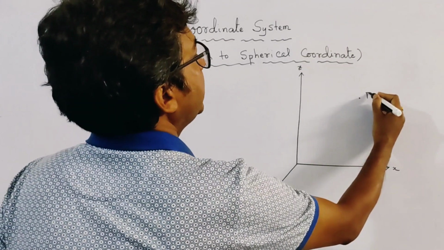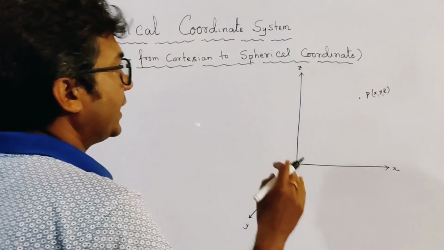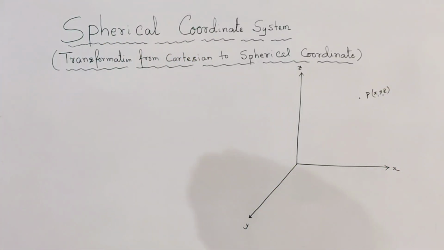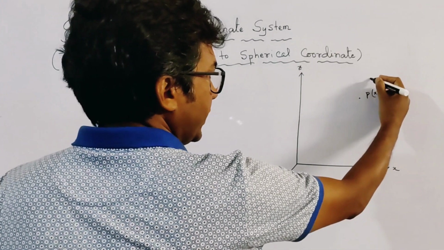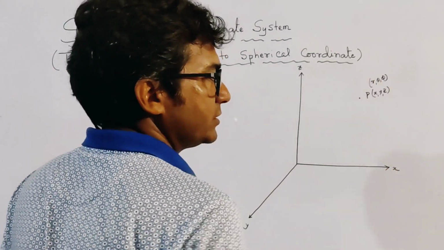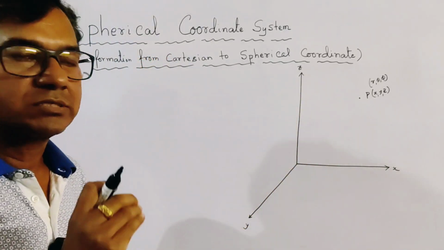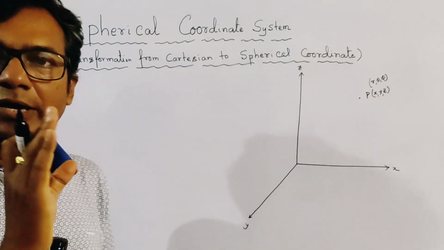The coordinate of P is x, y, z. And in the spherical coordinate system, this is denoted by r, theta and phi. Now let us be clear what r is, what theta is and what phi is.